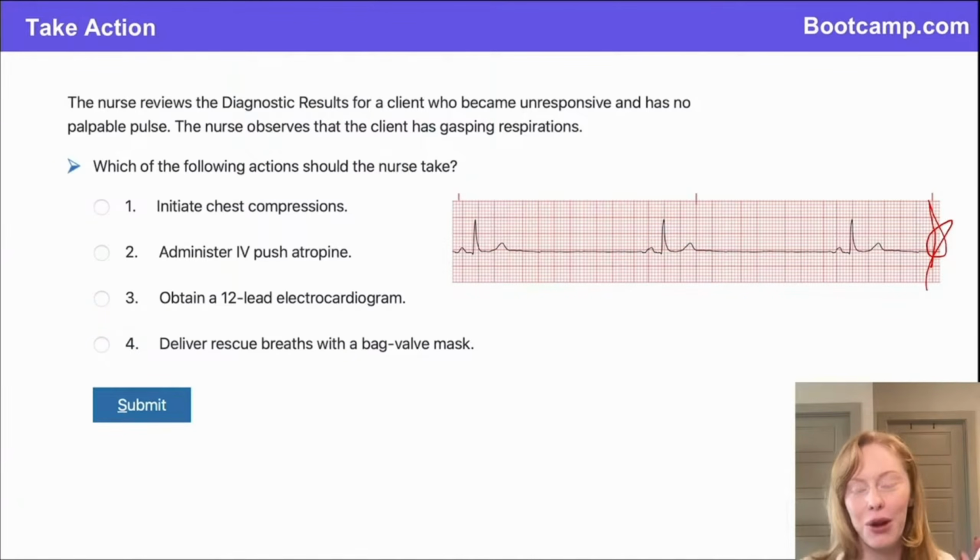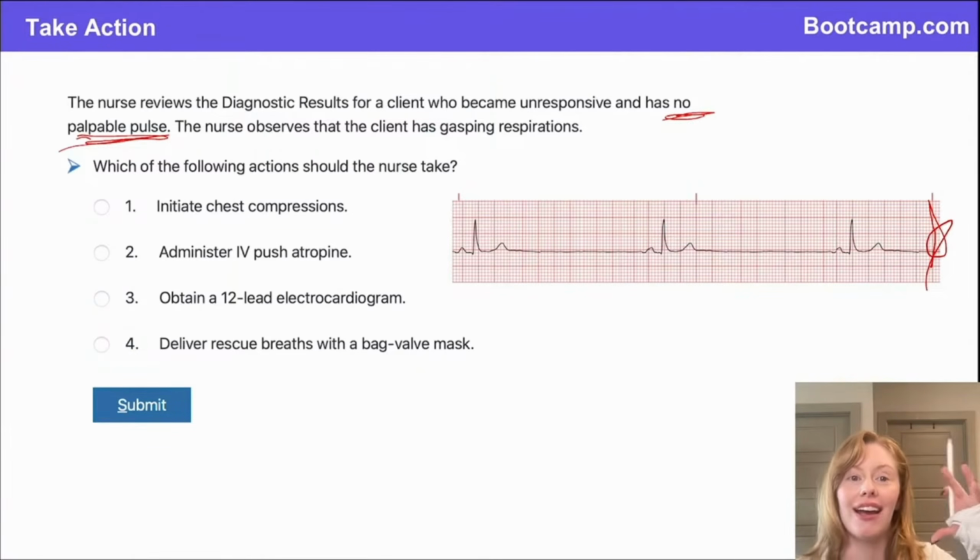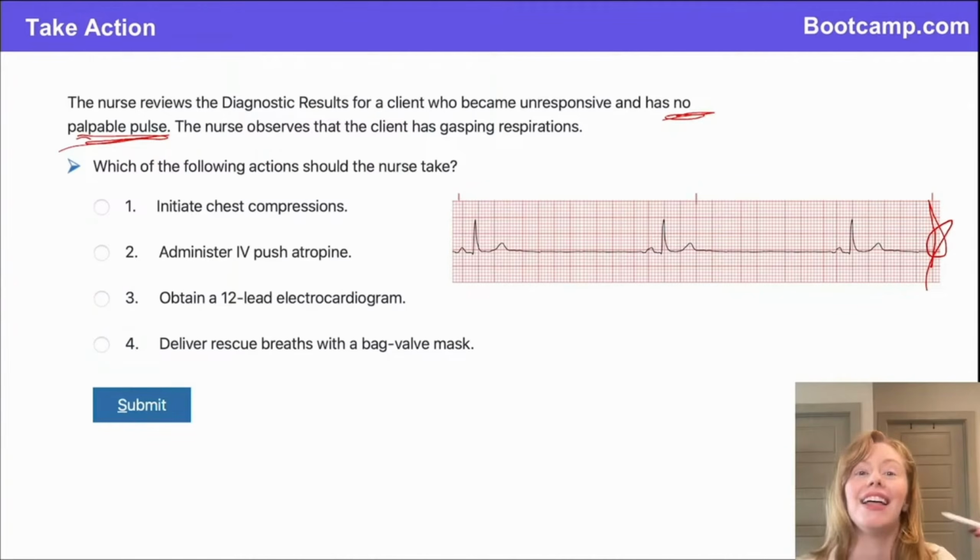I would definitely want you as my nurse if you would start chest compressions for this, because there's really only one piece of information in this question that you need to answer it, and it's actually right here, no palpable pulse. So it does not matter what your monitor shows. If your patient doesn't have a pulse, that means this is a pulseless rhythm, whether it's PEA, pulseless electrical activity, or VFib or VTach. You can have all the electricity you want, but if it's not actually generating a cardiac contraction and a pulse, this patient needs CPR.